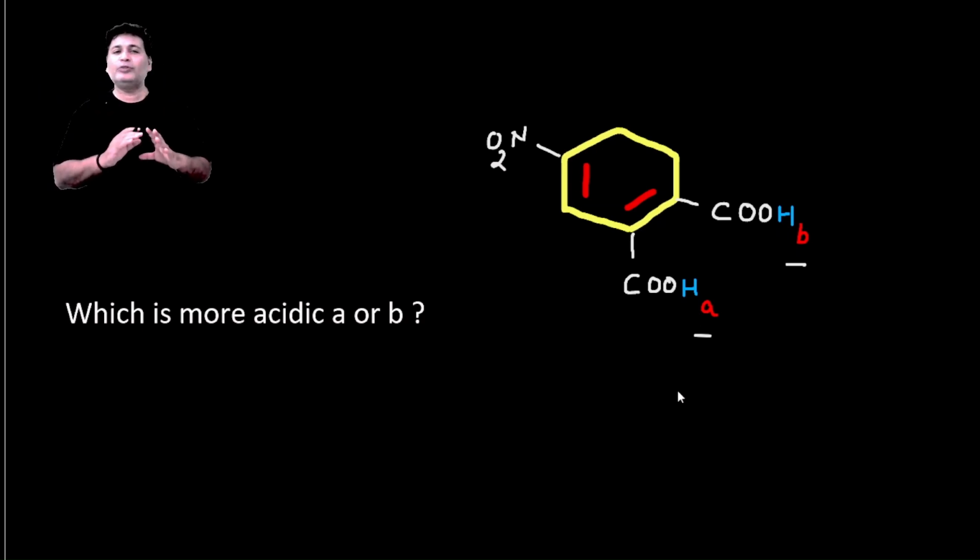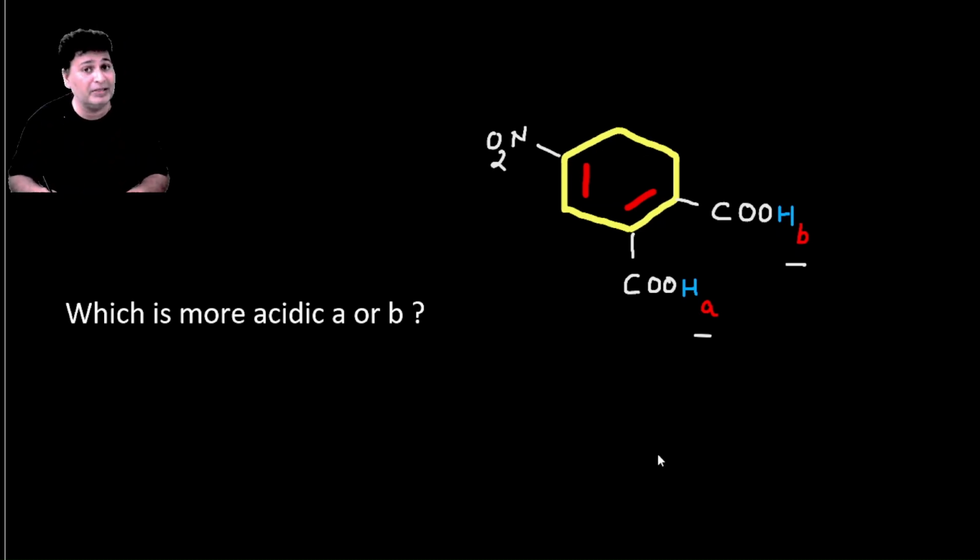Now again, as we usually do, we will take the hydrogens out one by one. We'll make the conjugate base, that is the carboxylate ion. We'll see the stability of that carboxylate ion. For that we will see that the more the dispersal of charge happens, the higher will be the stability of the conjugate base, and then the more acidic the hydrogen will be in making these conjugate bases.